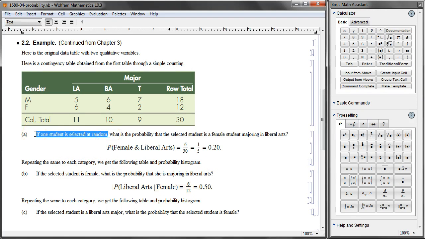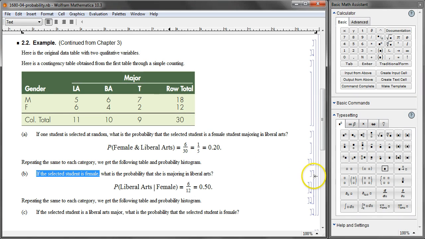If one student is selected at random, okay, random selection, but no further condition is given. Out of where? It's not given, which means you have to take from the entire 30. This time there's a condition. If the selected student is a female, then I'm not considering any male students. We are considering a different sample space of total 12 female students.